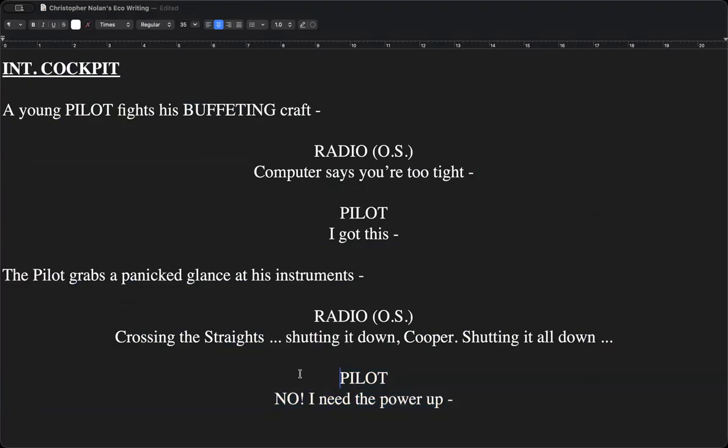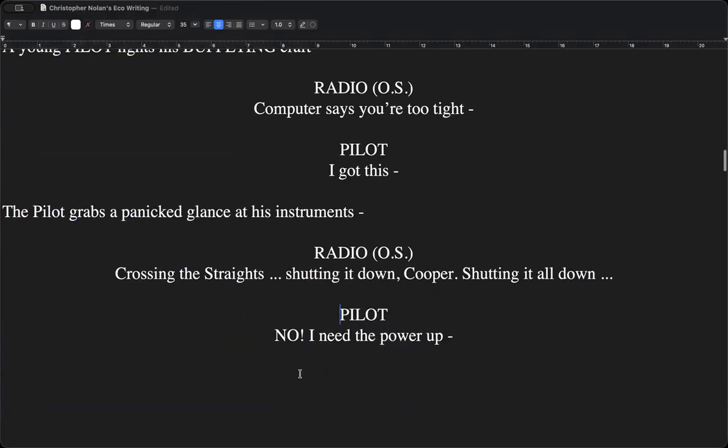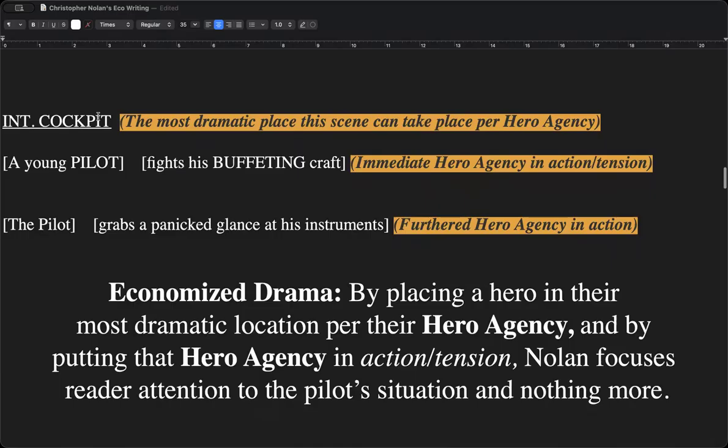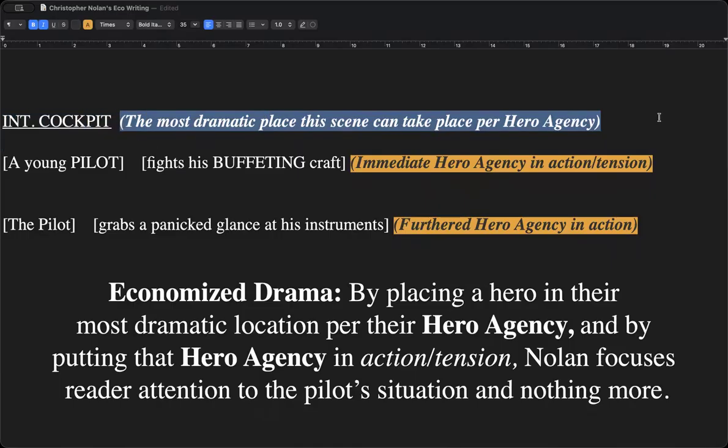So this is incredibly sparse, right? But it's economizing a high power impact of drama. And I want to break down how it does this. The first thing that we're talking about is interior cockpit. This is the most dramatic place that this scene can take place per hero agency.